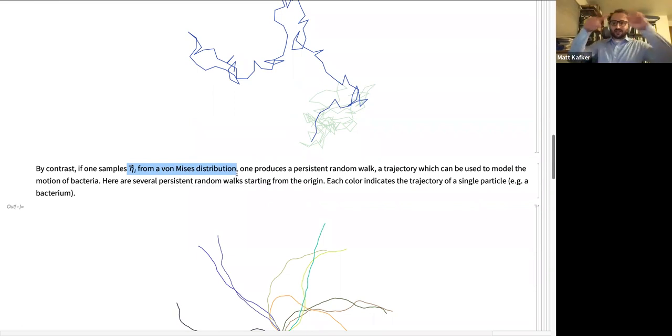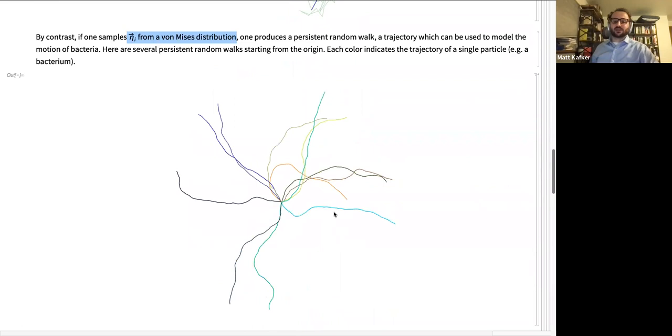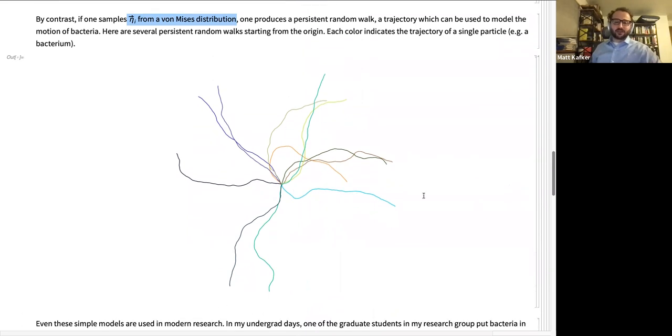So it's sort of tightly distributed around a certain angle, but there are fluctuations around this. And some random walks with a von Mises distribution might look like this, where the angle that they're distributed around is 0. So they're very roughly speaking moving in a straight line, but they have these meandering trajectories. And this is a pretty decent model of how bacteria will swim around on a petri dish. And that's one thing that my undergrad group did.